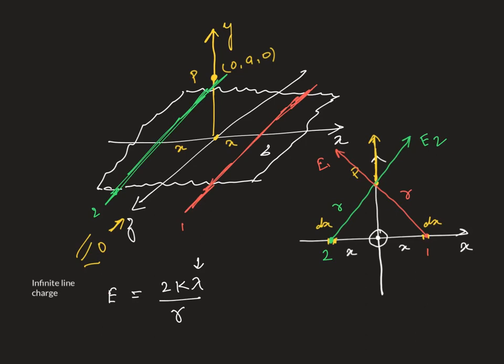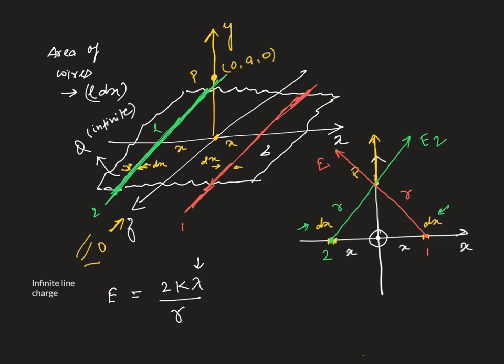So if you consider these two lines as thin wires, they have an area. Let's say their length is L and their width, we have seen their width here, is dx. So what will be the area of the wires? Let me write it here. Area of wires will be L into dx. And let's say, for assumption, although it will be infinite, that the charge on one wire is q, the total charge from minus infinity to plus infinity.